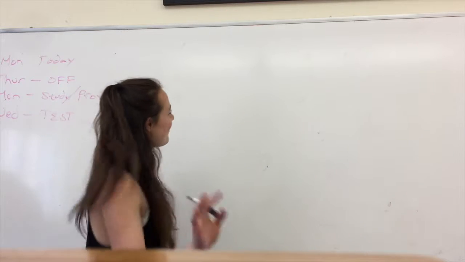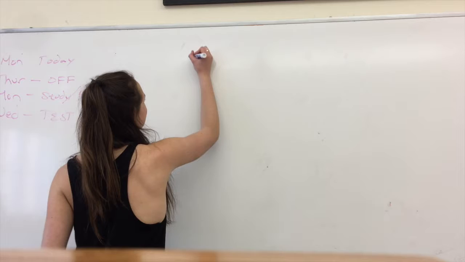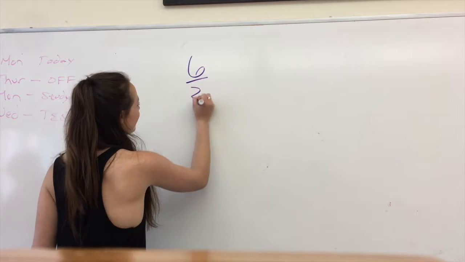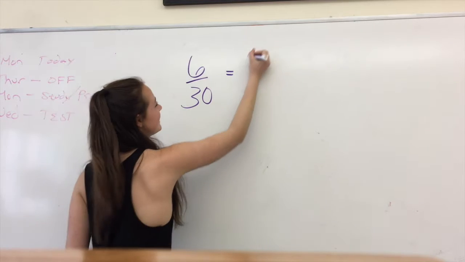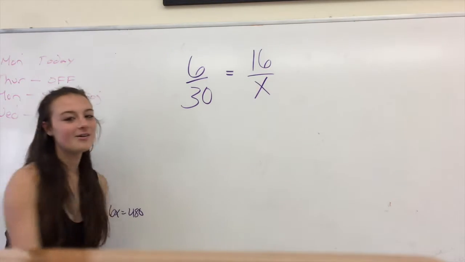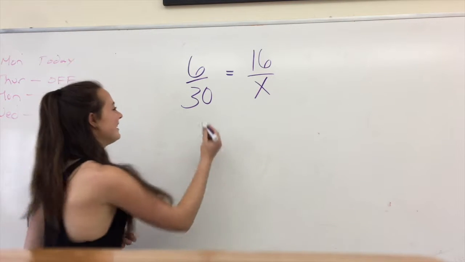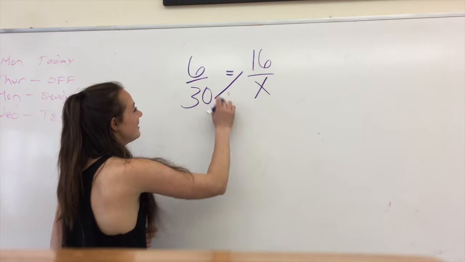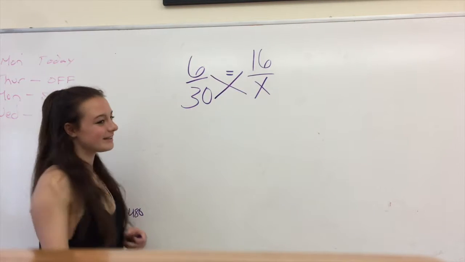Okay, so we're gonna solve a proportion. The proportion is 6 over 30 equals 16 over x. In order to solve this equation, you are going to cross multiply. So we're gonna have 30 times 16 and then 6 times x.